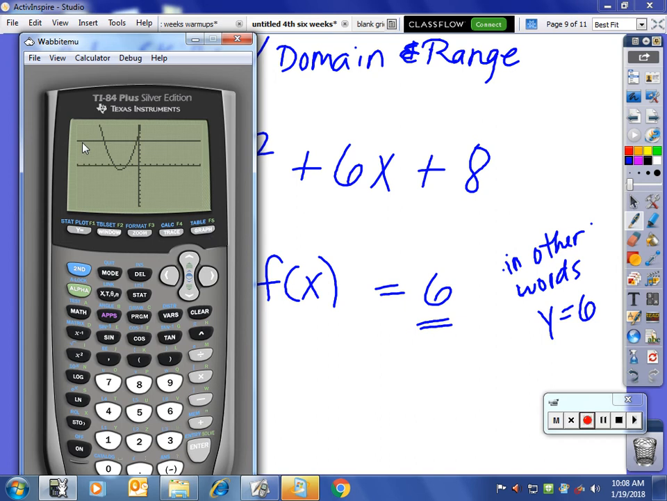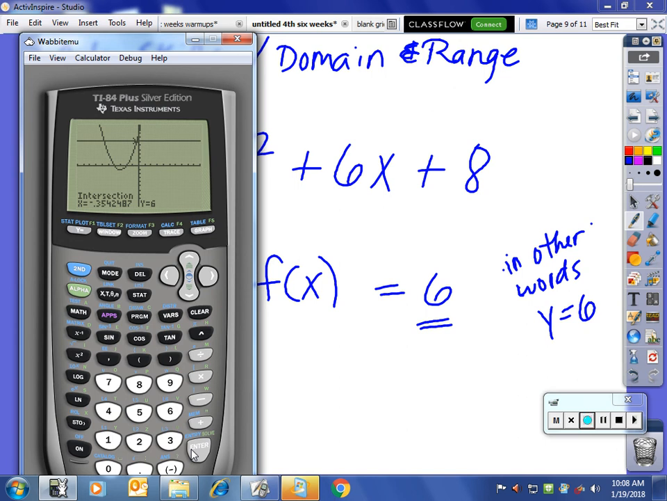So how do I do that? You do it just like you do with zeros. You calculate where they intersect. So we're not finding the zeros, we're finding the 6's. So I do second function, calculate, intersection. Whatever one my cursor happened to be closest to, it's going to tell me that one first. Remember, it asks you 3 questions. Don't stop till you see the word intersection.